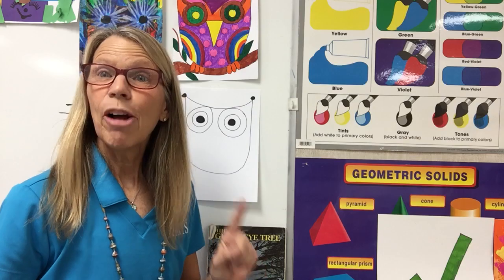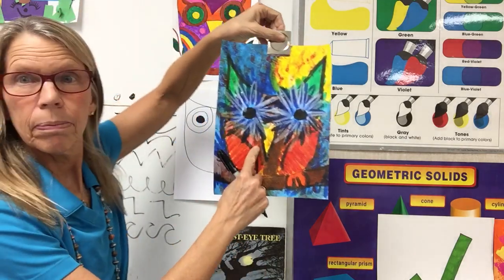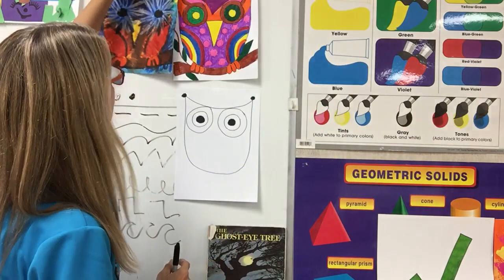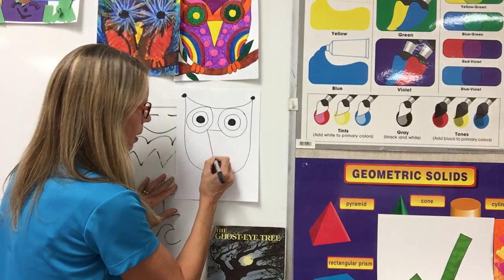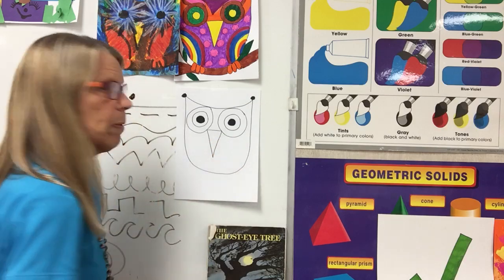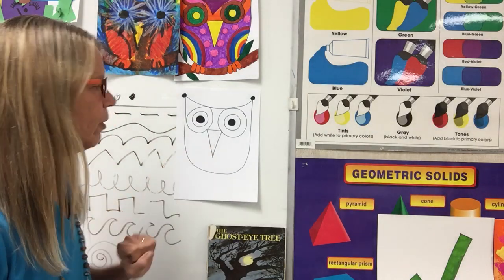Okay, now my owl has a triangle nose. So I'm going to make a big triangle. And remember, a triangle has 3 sides and 3 points. I have a triangle nose.